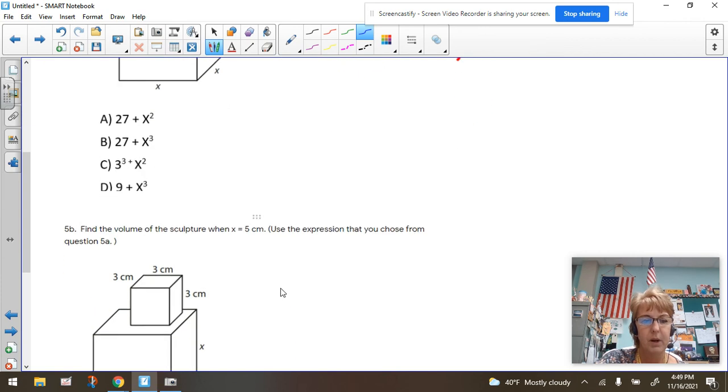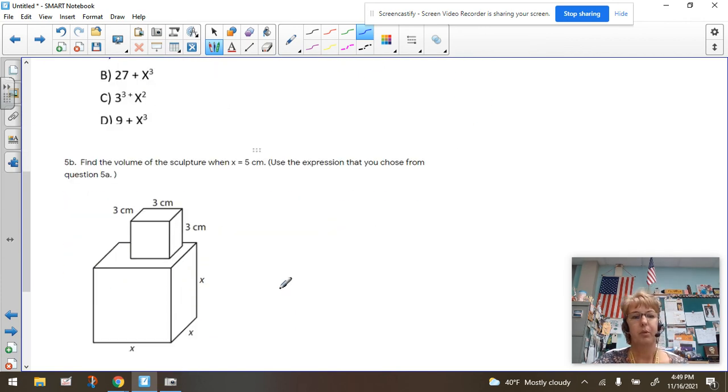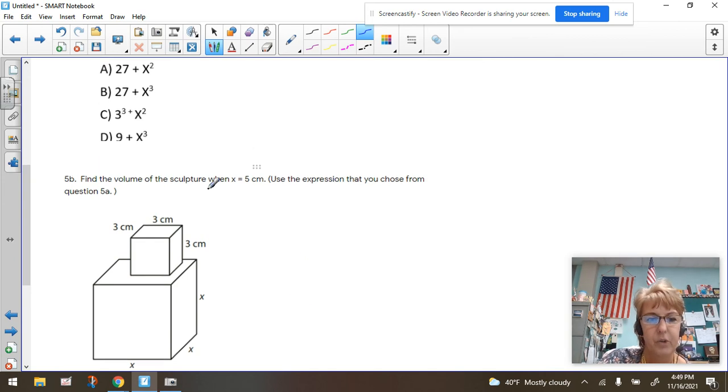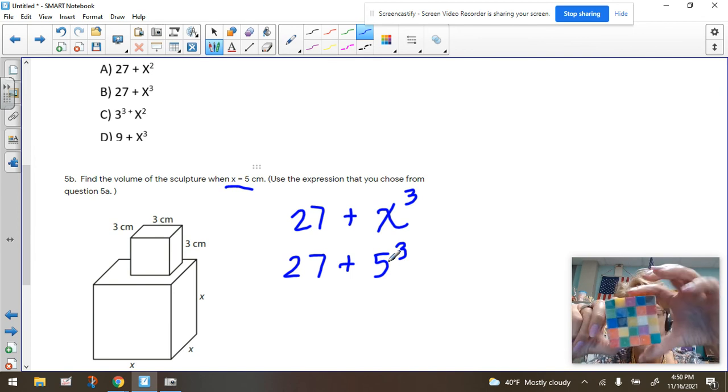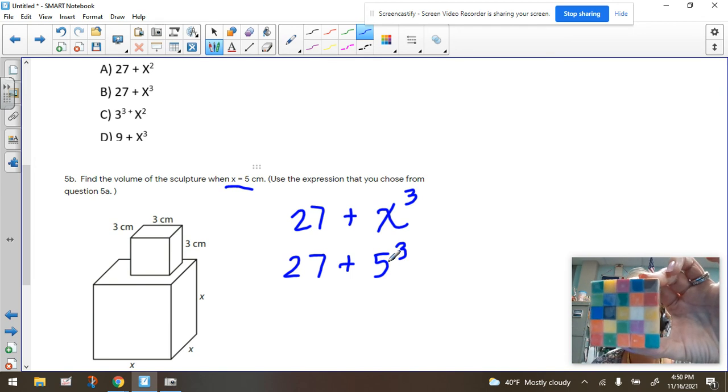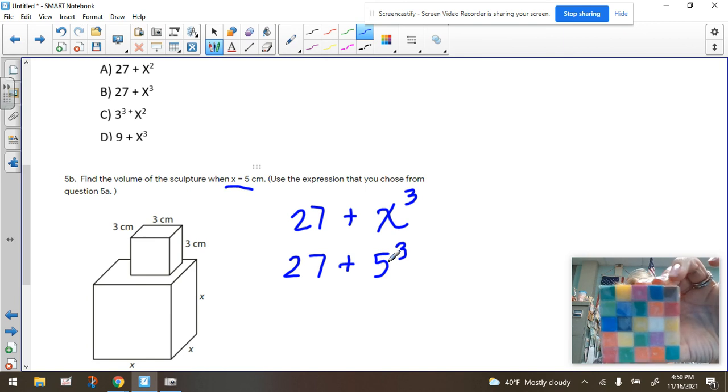Now, if you look at the second part, it says find the volume of the sculpture when x is equal to 5. So we're going to take our expression that we chose, 27 plus x to the third power, and substitute in the value 5 for x. 27 plus 5 cubed. If you don't know what 5 cubed is, I happen to have a cube. Here's one that another student made, and you can see that it's 5 going across, 5 up and down, and 5 deep. So it's a 5 by 5 by 5.